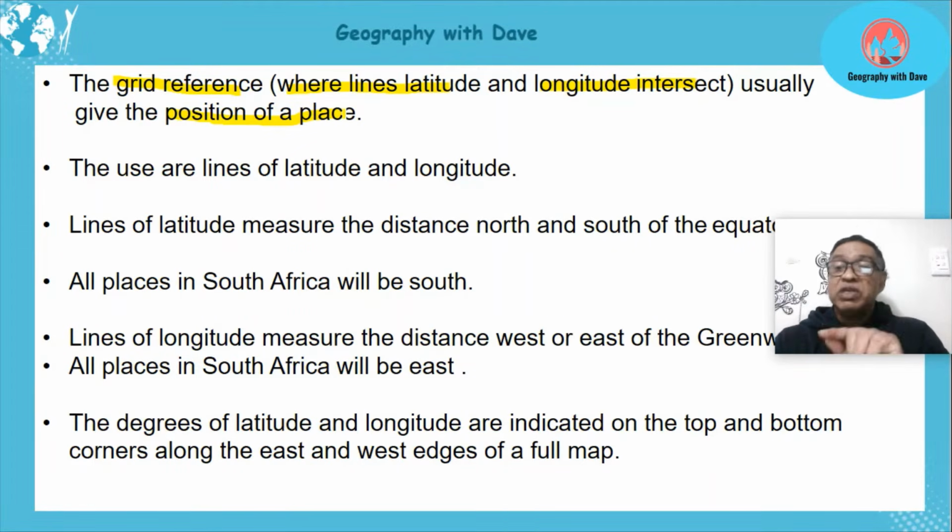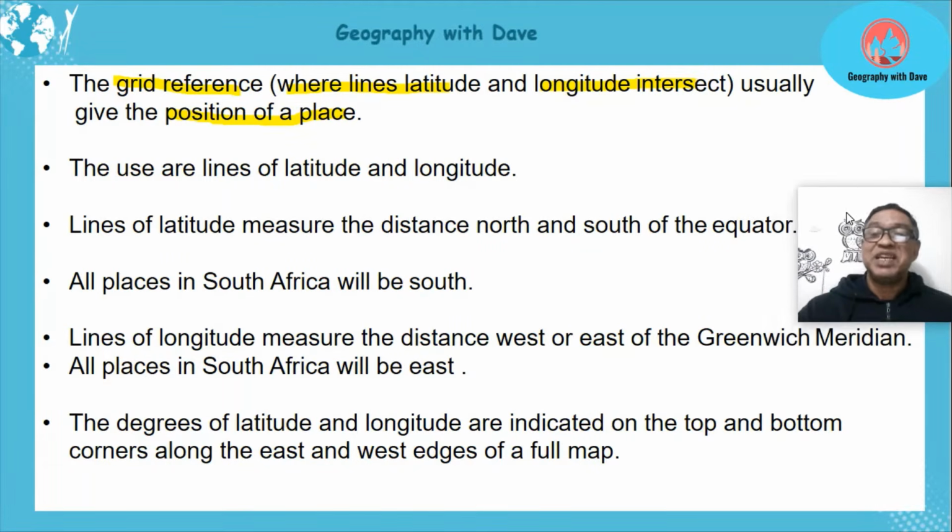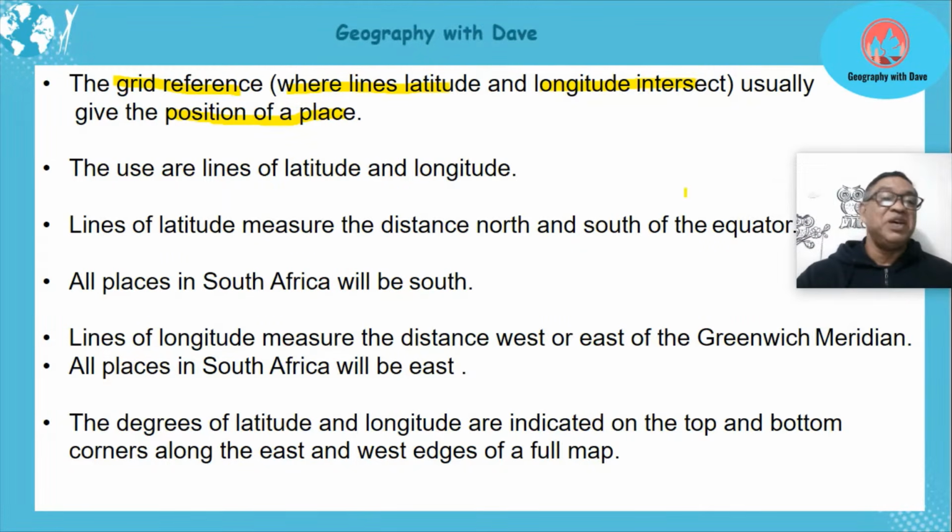I look at the map, I find the feature, and then I work out the grid reference. Okay, and that's how I say, if you use this grid reference, you will get to the place using the map. So it's quite interesting that everything in geography works out. All right, so we use the lines of latitude and longitude. As I say, they must intersect.